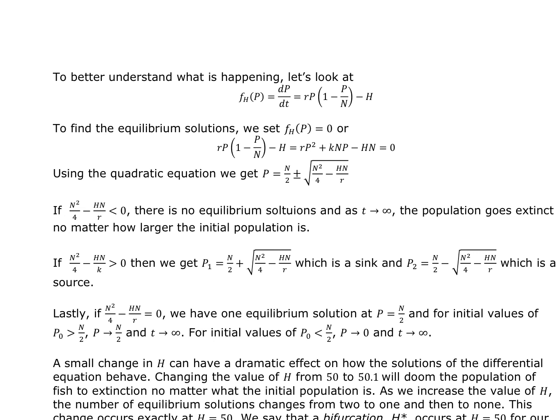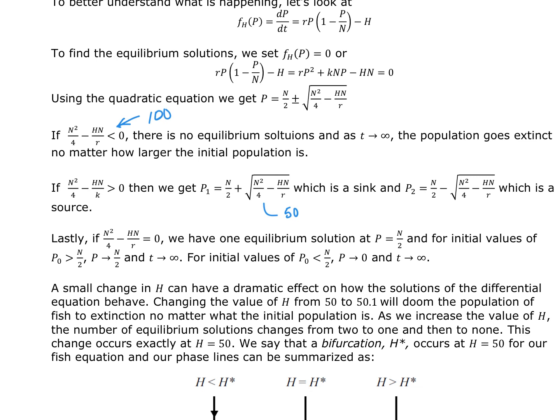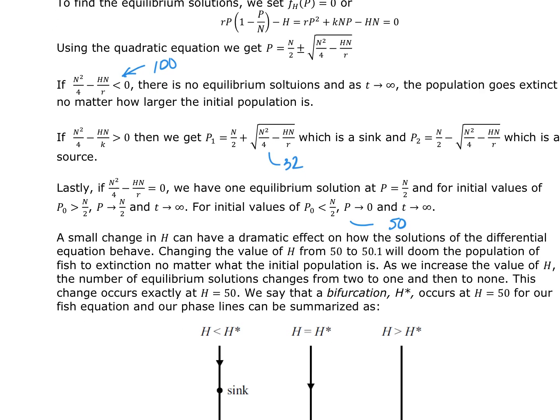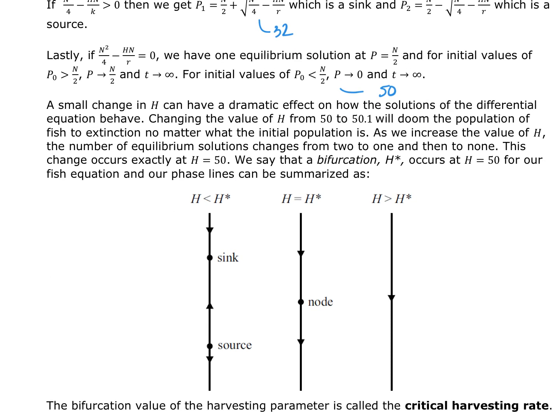So this was when we had 100 fish that we were fishing. This is when we had 50 fish that we were fishing, 32 fish we were fishing, and this is when we had 50 fish. And you can see that the small change had dramatic effects on how the equation behaved.